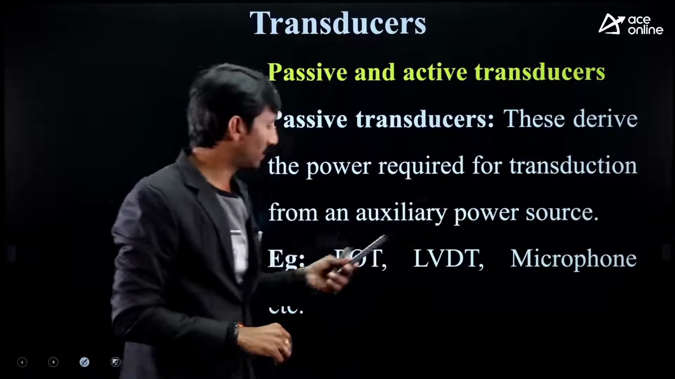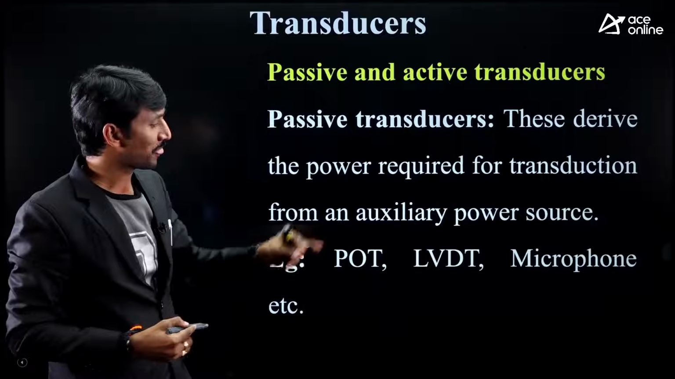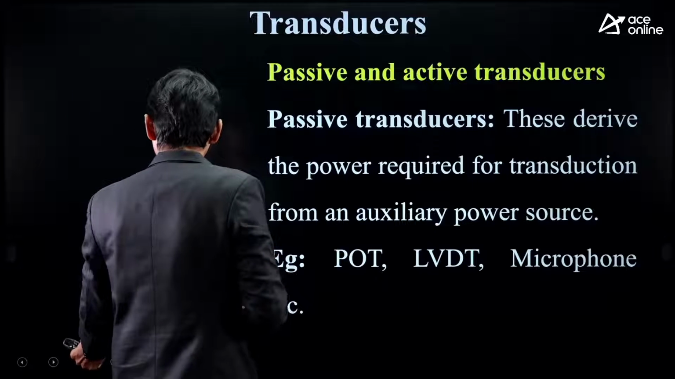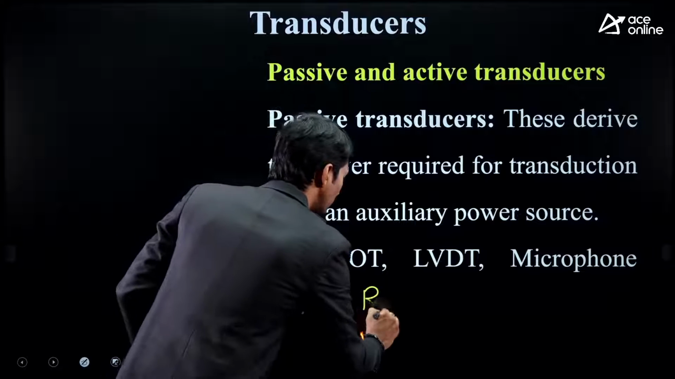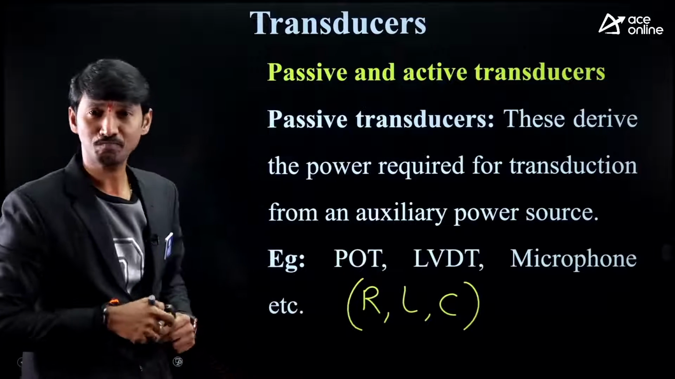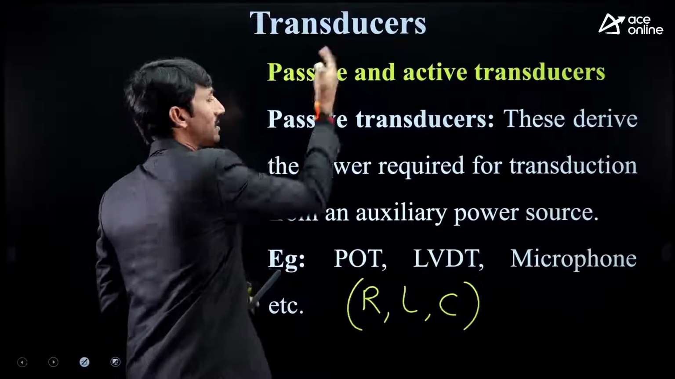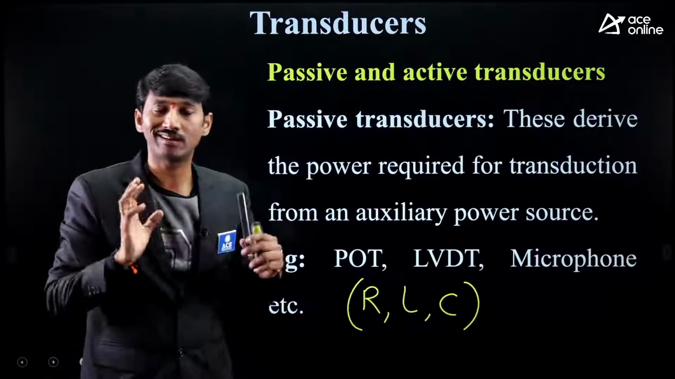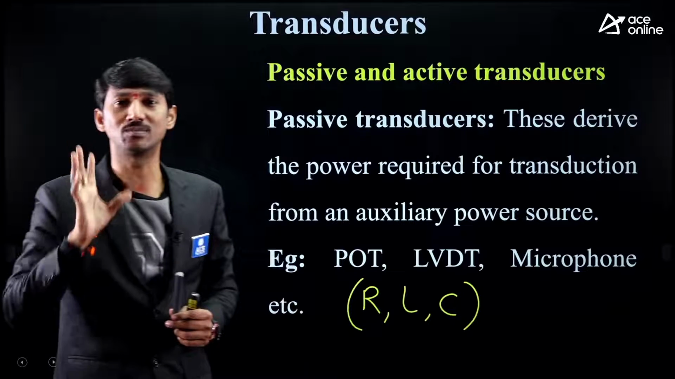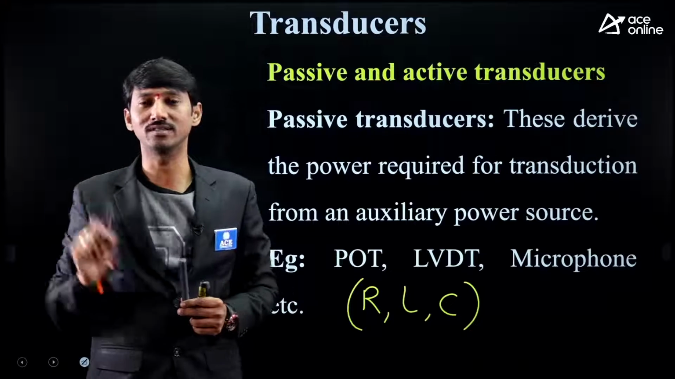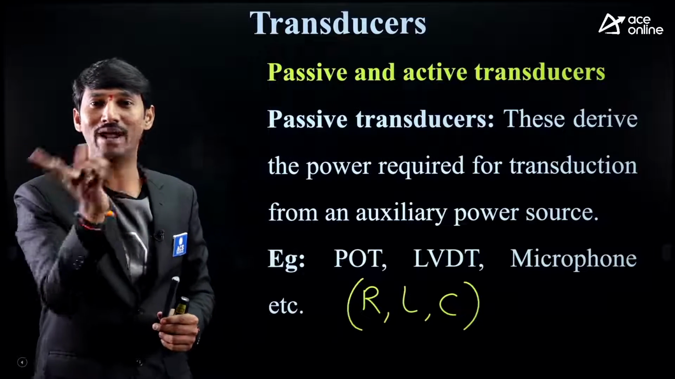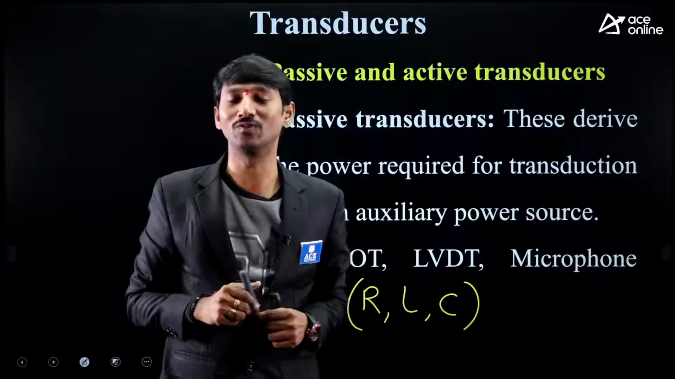What is an example? Potentiometer, LVDT, microphone, etc. Or in a simple way, resistive, inductive, capacitive transducers. Very important, especially from this transducers chapter, you are going to get mostly conceptual questions. Which of the following is this? Which of the following is coming under that category? Or match the following. In that way, the questions will be given.